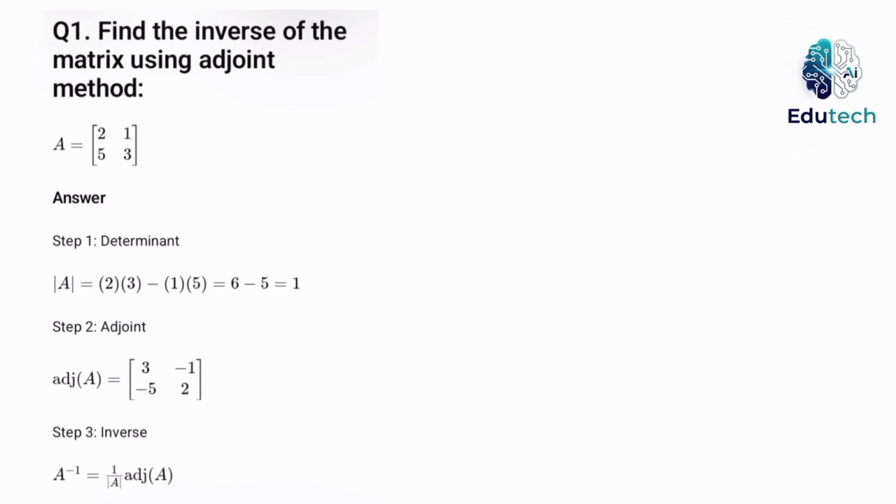Then we can find the inverse of the matrix. A inverse is equal to 1 by determinant of A into adjoint of A. So we can get the same answer as adjoint of A. So we can move on to the next question.